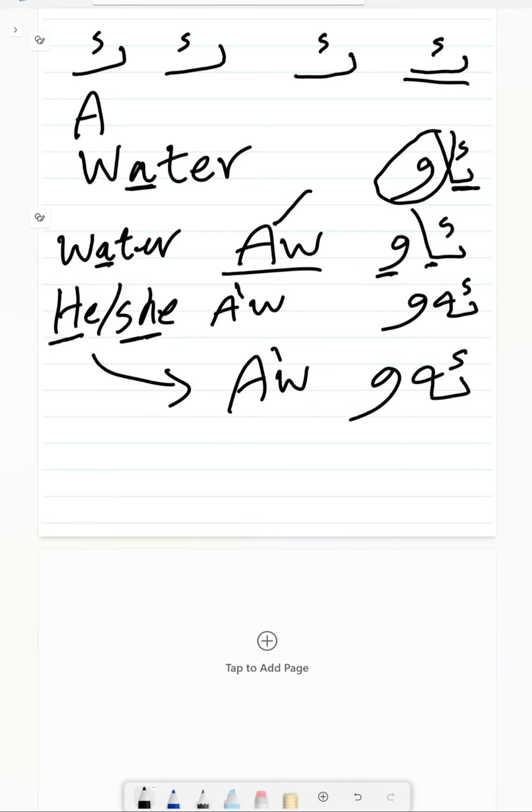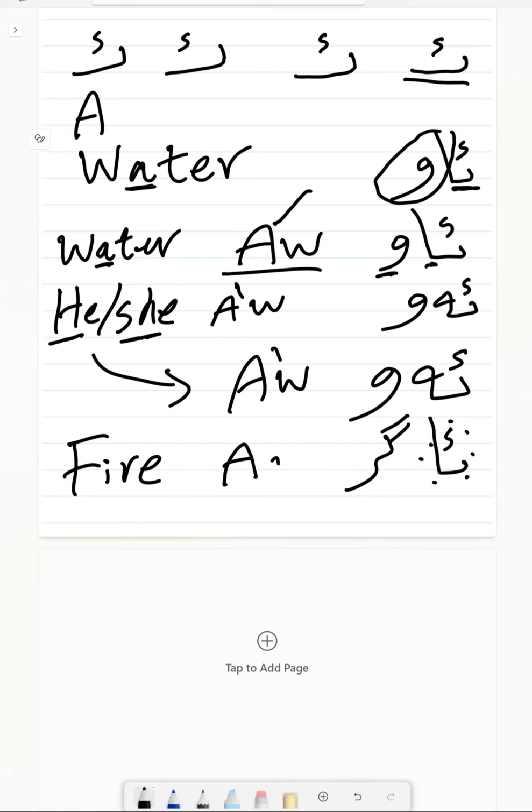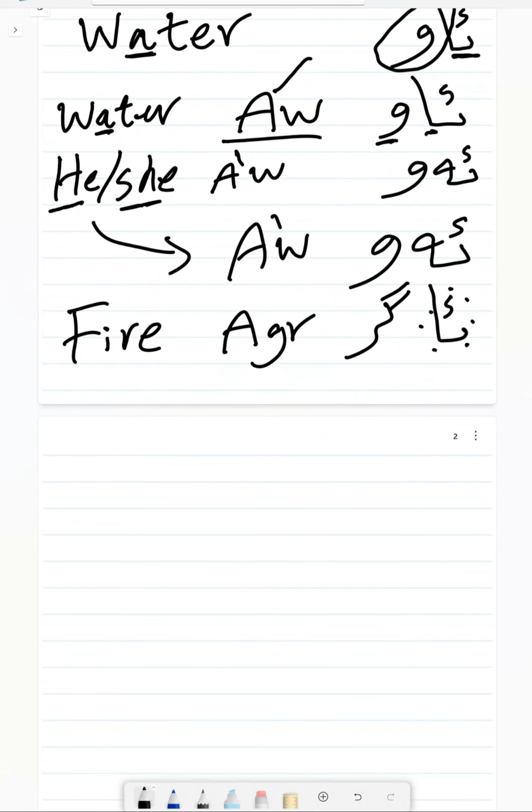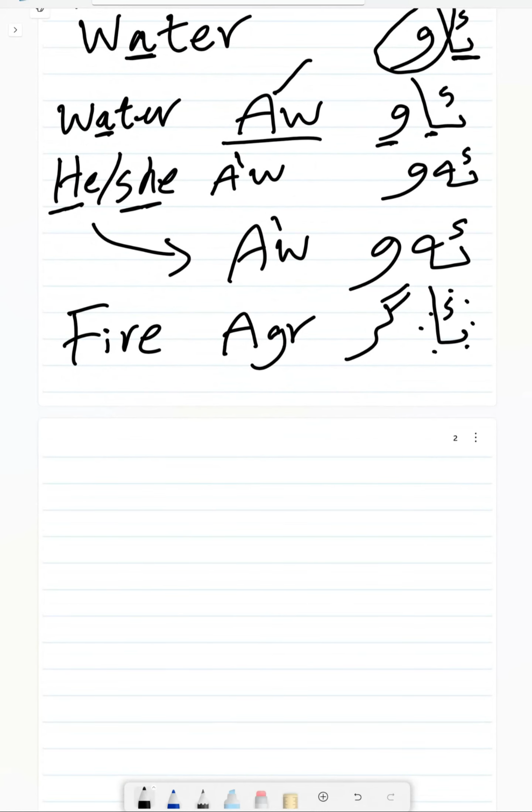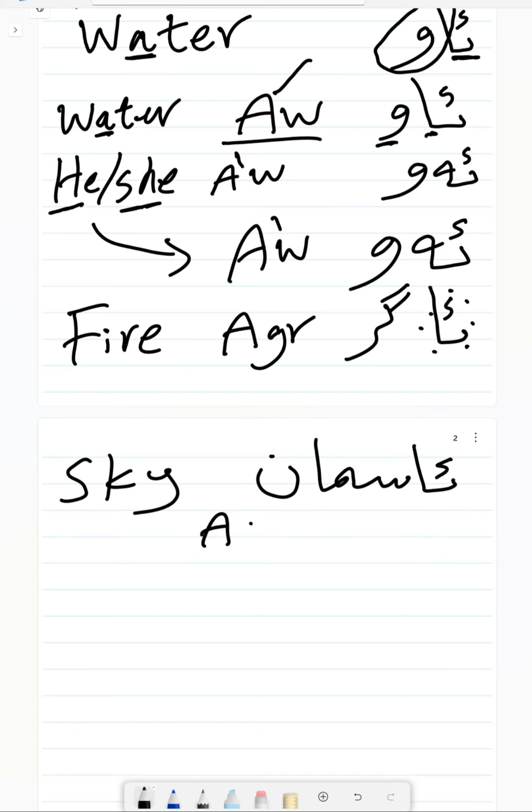So we have Ow, O. We can have Agir, for example. Again, remember that we are just learning this letter here at the moment. Agir is fire in English, or in Kurdish, Agir. What else can we have? We can have Asman, for example. It means sky in English, asman.